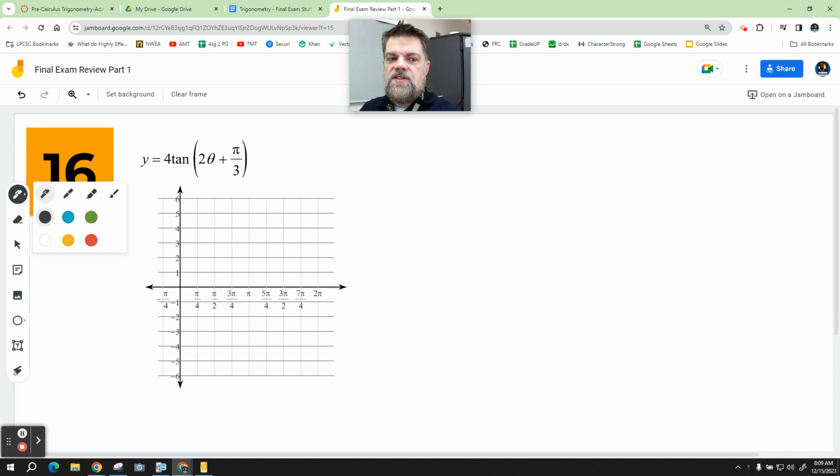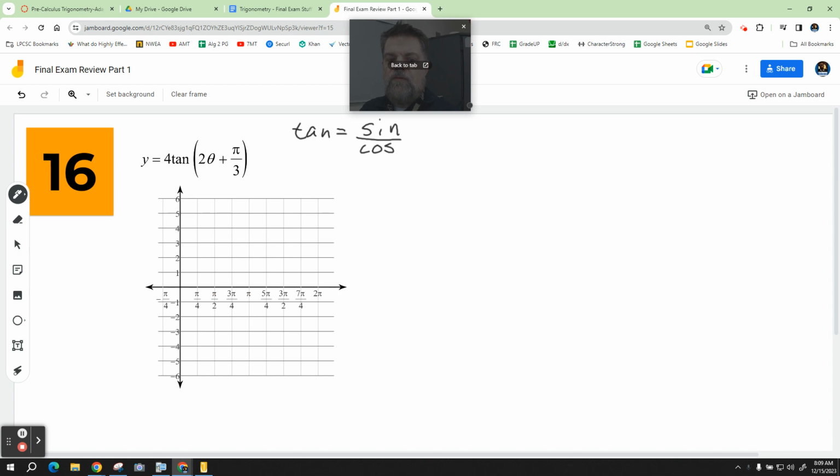One of the things that's interesting about this is that tangent is actually equal to sine over cosine. So if I wanted to figure out, for example, the x-intercepts, I would just figure out where sine equals 0, right? So I would think, well, where does 4 sine of 2 theta plus pi over 3 equal 0? And that would be my x-intercepts. Stuff like that.